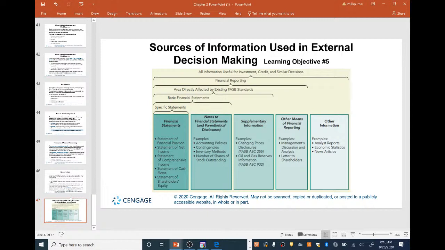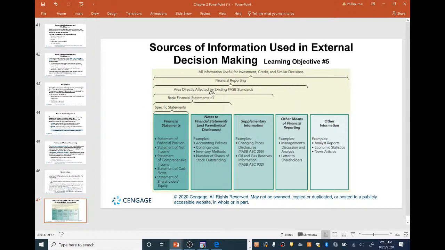Okay, so sources of information used in external decision making. This is going to cover learning objective number 5. So we see all information useful for investment, credit, and similar decisions, right? So we can see here that's spanning out over all these items, right? So all of this is going to be useful for investment and credit decisions. The financial reporting is just covering these four sections here.